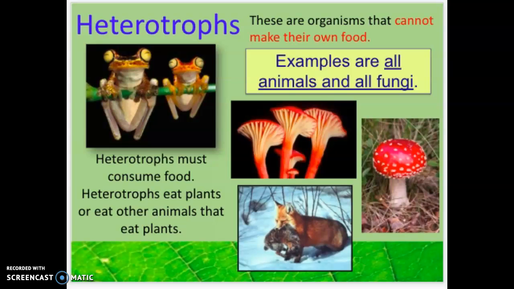So they have to eat other living things or previously living things. All right, so they eat other plants, they eat other animals. They cannot make their own food using the energy from the sun. Examples include animals, which is us, and all fungi.